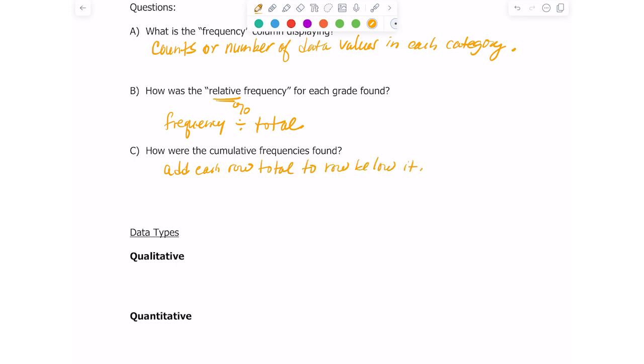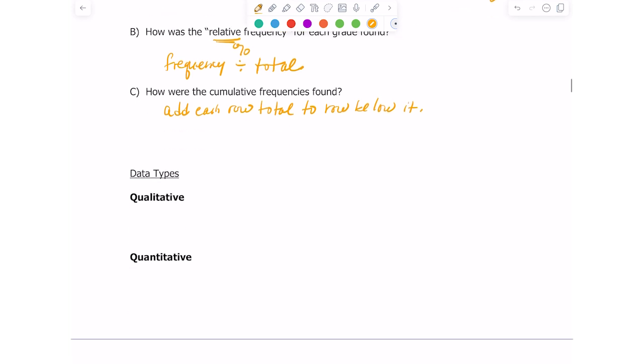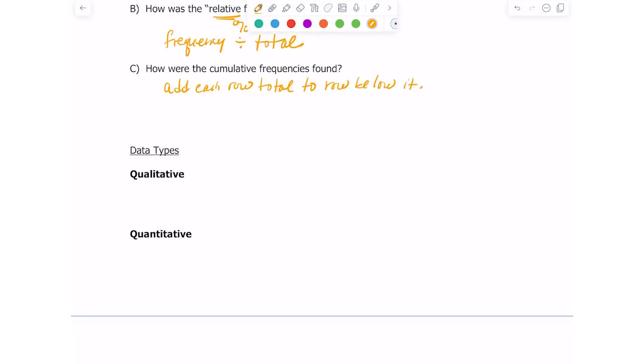Now, for this class, you're not required to create these things, so you're not going to be required to create a table, but you do need to know how to interpret the table. And that's something we're going to work on. We're going to look at two types of data. Remember, data, again, is just information that's collected about something. Could be numbers, categories. So you have what's called qualitative data, and qualitative is also known as categorical data. It represents categories or qualities.